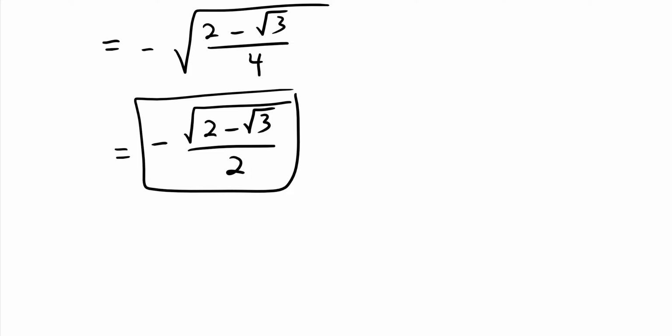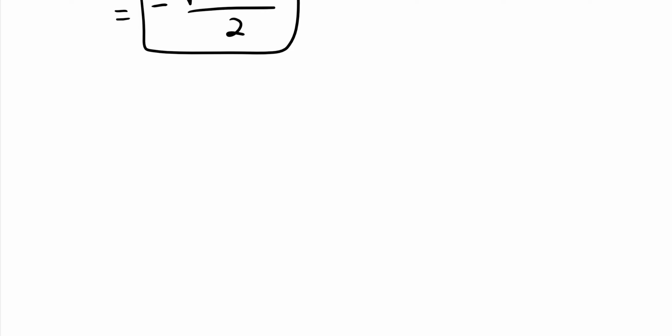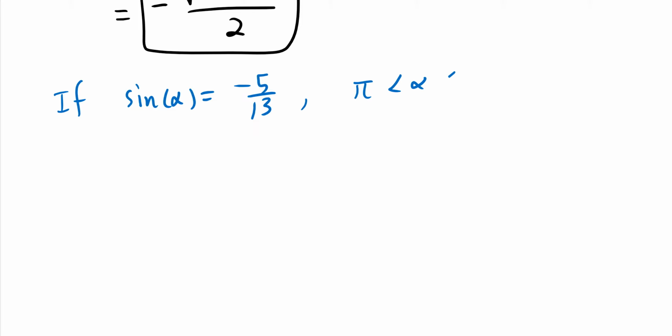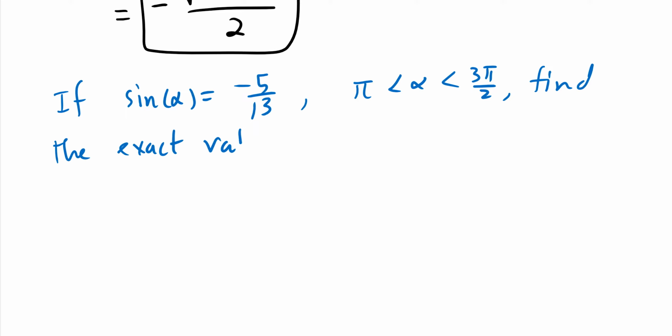Let's look at a different kind of example now. Let's say sine alpha is given as negative 5 over 13, and alpha is in the third quadrant, from pi to 3 pi over 2. We need to find the exact value of sine alpha over 2. So they give you sine alpha, and they want you to find sine alpha over 2.